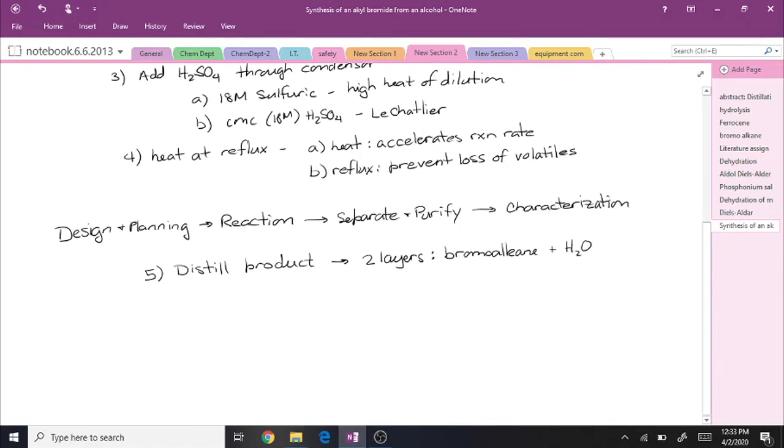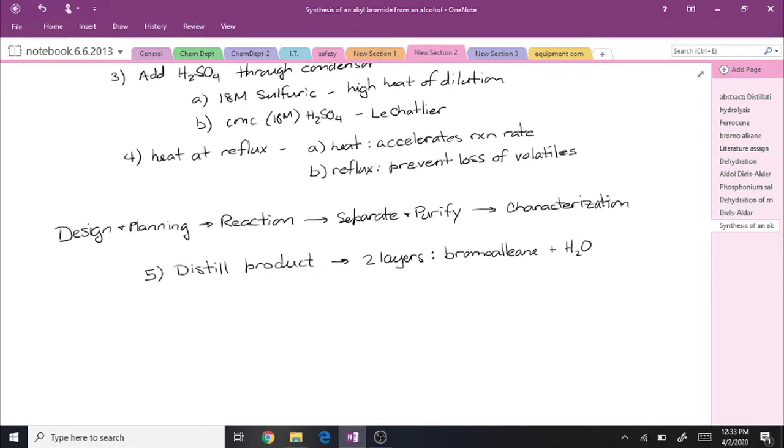This is similar to what you observed in the previous experiment, the dehydration. In that case, the cyclohexene you were making and the water byproduct are not miscible. They do not mix with each other. And anytime you distill an immiscible mixture, you will get both liquids co-distilling. And we will see that again. The bromoalkanes and water are not miscible. They don't mix. And so when you distill, you will be receiving both, and you will see that in the collection vessel.